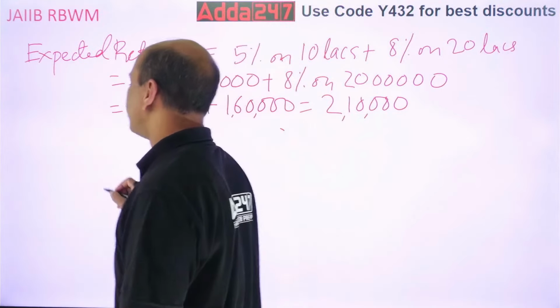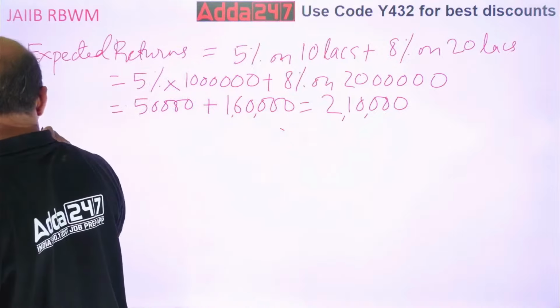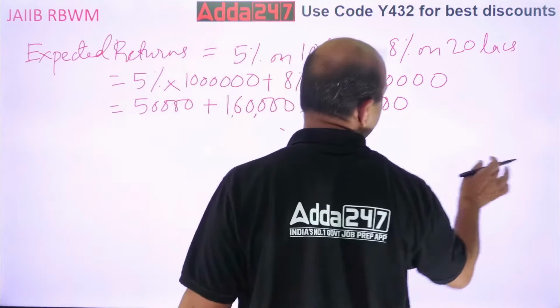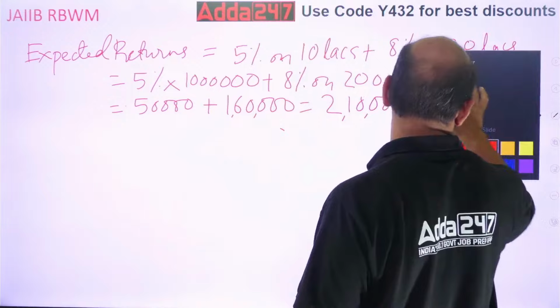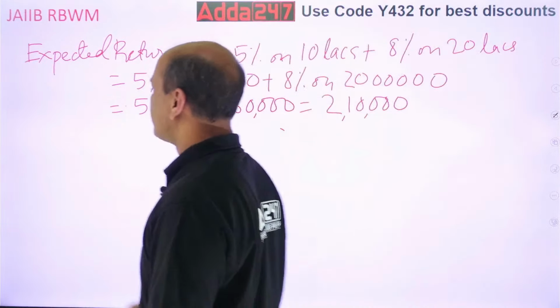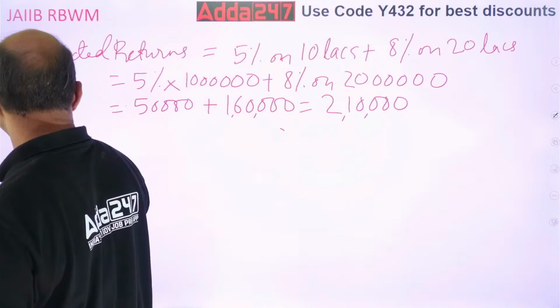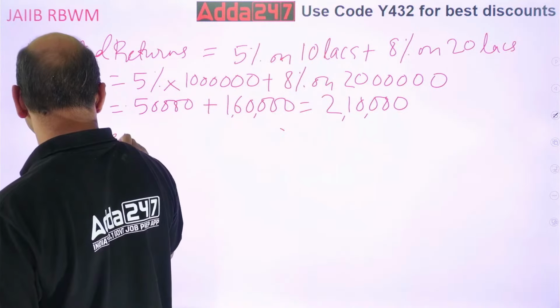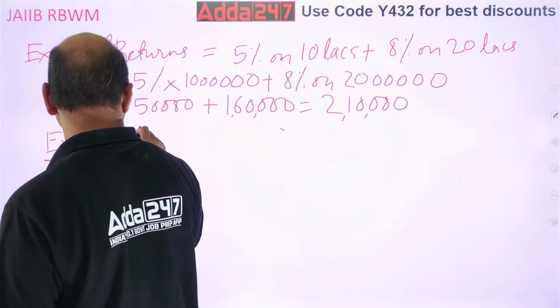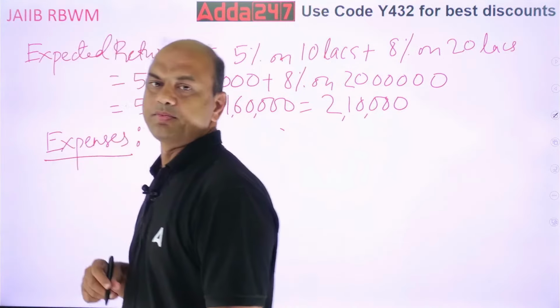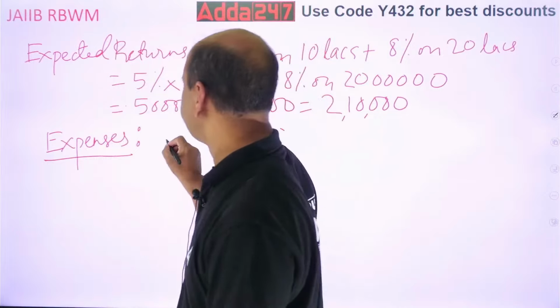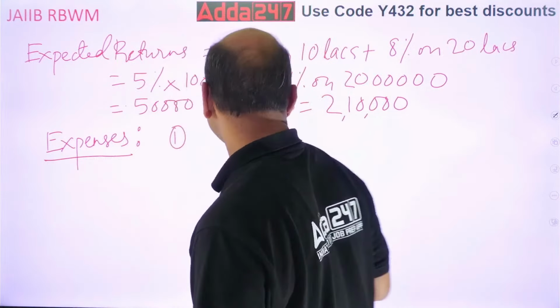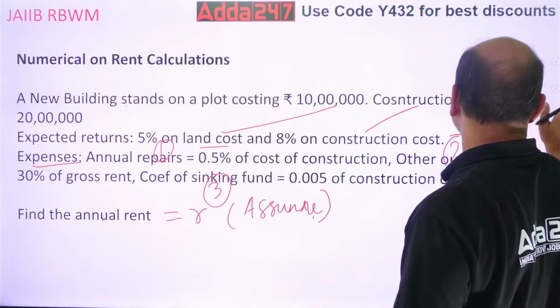So, let's find out the expenses. Expenses are, there are 3 expenses. Number 1, expense number 1. What is it?